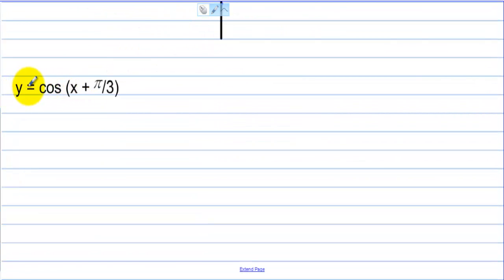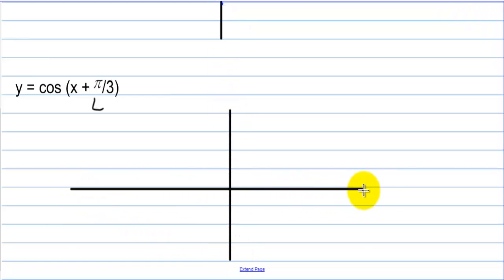On our next equation, we have y equals cosine of x plus pi over 3. And this graph is going to be pushed left pi over 3. Let's get our x and y axes. There's the y-axis. Here's the x-axis.